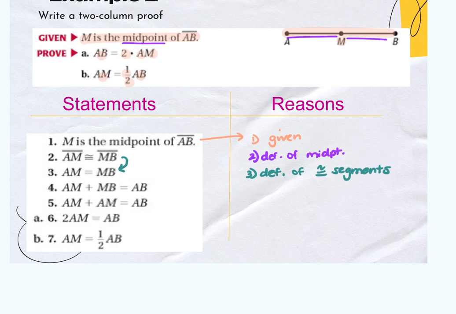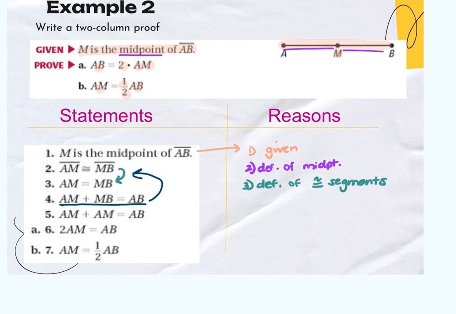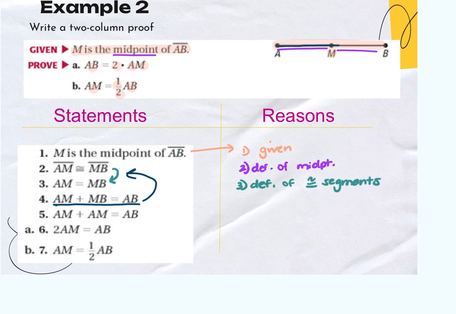Now 4 says AM plus MB equals AB. So this didn't come from anywhere before it, but if I look at my segment, AB is the full segment, AM is part, and MB is part. So we took our full segment and we cut it down into the two parts, which is segment addition postulate. Then in 5, the only thing that changed from 5 to 4 is that MB became AM. Well, the only way that happens is if AM equals MB, and it did. We said it in step 3. So we just substituted AM in place of MB, which means this is the substitution.